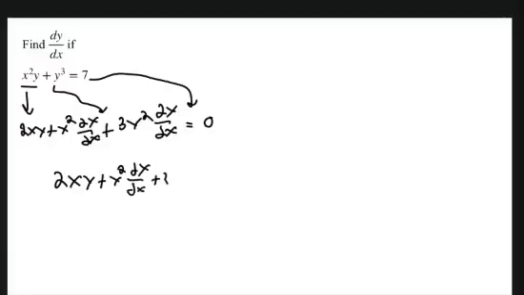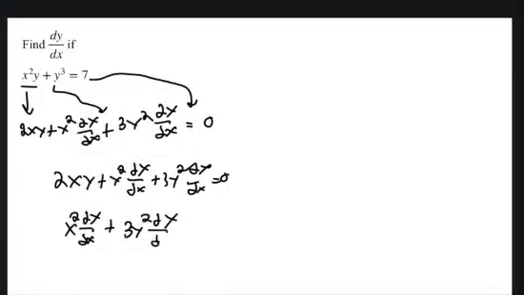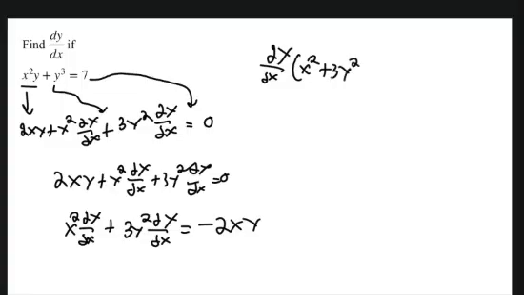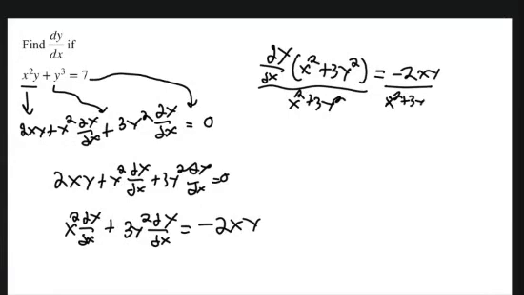And then we group the dy dx terms together. So once we do that, we get x squared dy dx plus 3y squared dy dx equals negative 2xy. We can factor dy dx out, equals negative 2xy. And then we just divide whatever's in the parentheses. So now our final answer is just negative 2xy all over x squared plus 3y squared.